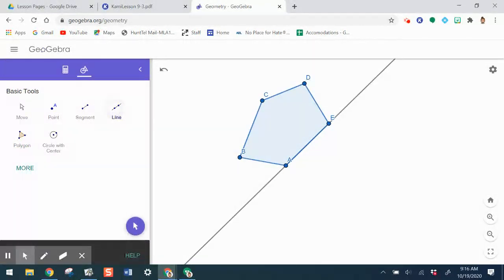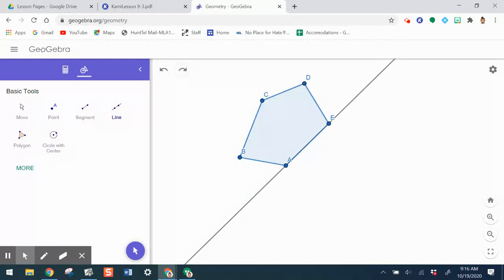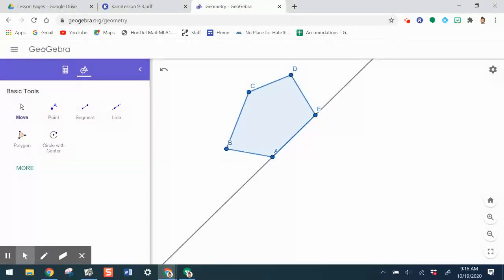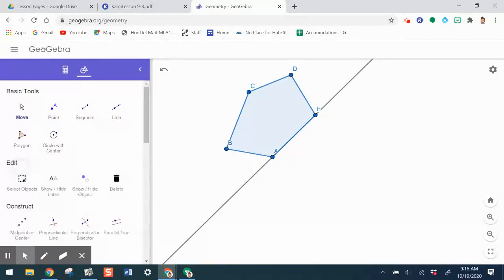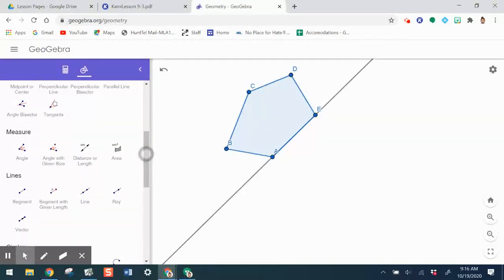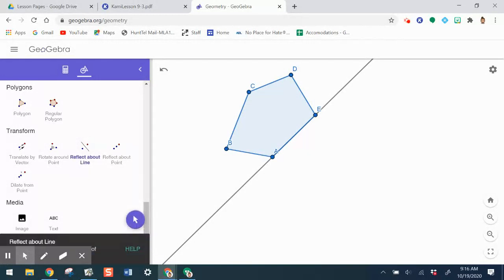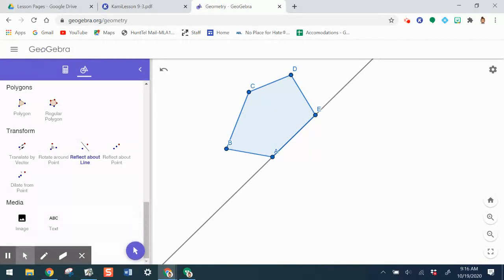Once you have that polygon, then you can just draw a line so that it's on one side of that figure. And now that we have this, we are going to go ahead and reflect this pentagon across that line of reflection on side AE. So we're going to go to More, and then we will scroll down until we see our Transform section. So we're going to reflect across or about a line, not a point, although we could reflect about a point. We're going to reflect about a line. So it tells us to select the pentagon first, then select the line. So I'm going to choose 2 points on that line.